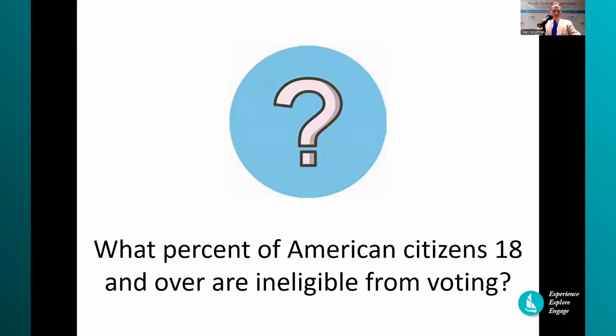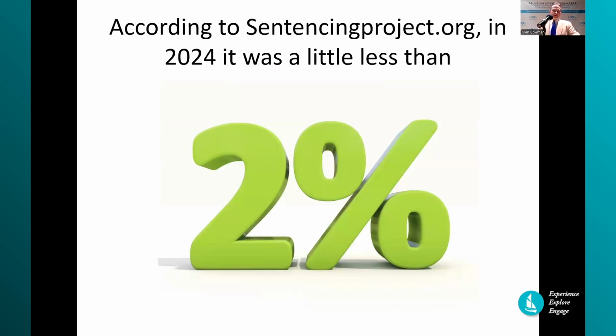What percent of American citizens 18 and over today are ineligible from voting? They are not allowed to vote for whatever reason due to criminal convictions and such. What percentage is it today? May want to take a guess in the audience? Throw out a number for me. 30? Okay, well, that's a little high. Actually, according to sentencingproject.org, in 2024, it was a little less than 2%, 1.8. People who are legally ineligible to vote, mostly due to felony convictions. And in many states, felons can have their rights regained after their sentence has been served.